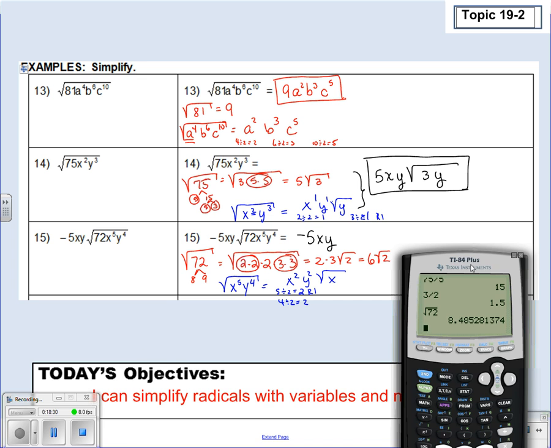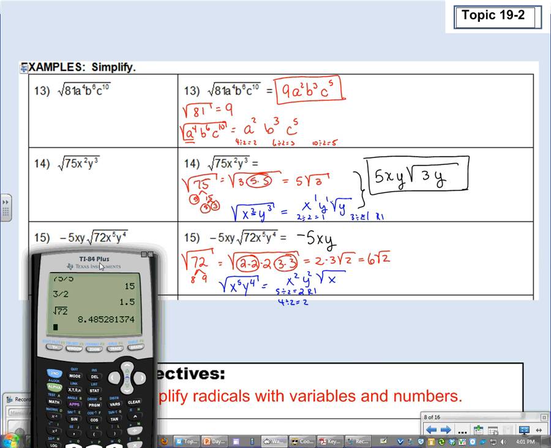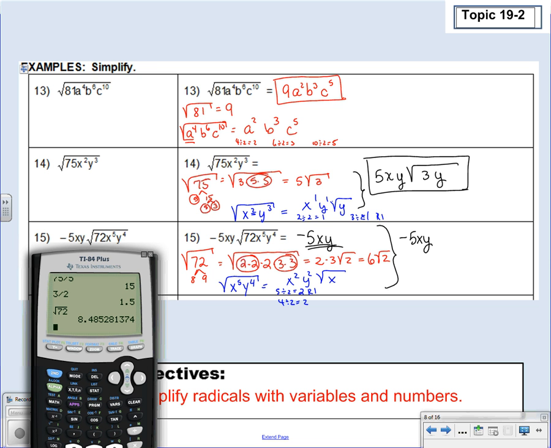So now that I have them separated, let's put them back together. So I'm putting them back together. I start off with the negative 5xy, which is what was out front anyway. Then I have a 6. And then from my variables, we have an x squared and a y squared. Underneath the radical, I have a 2. And I also have an x.